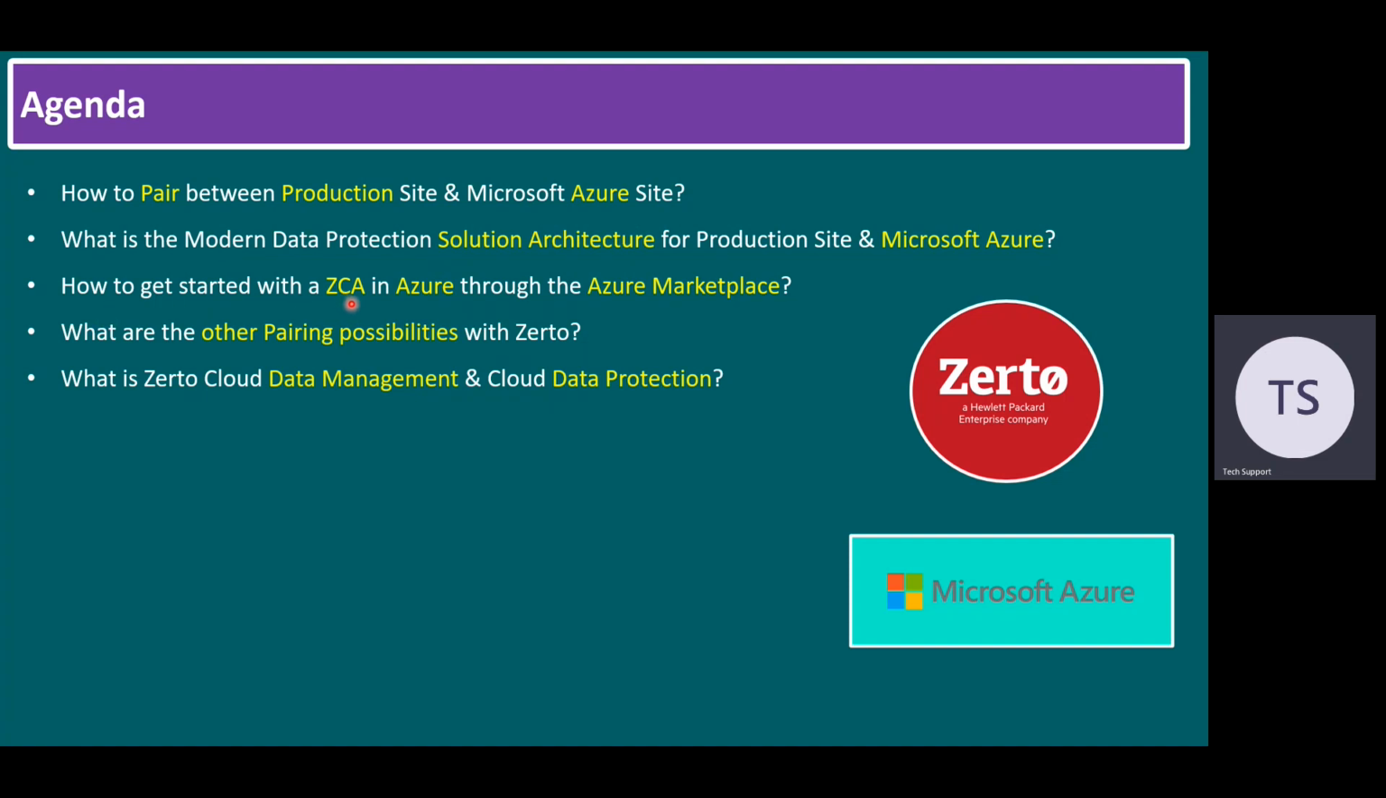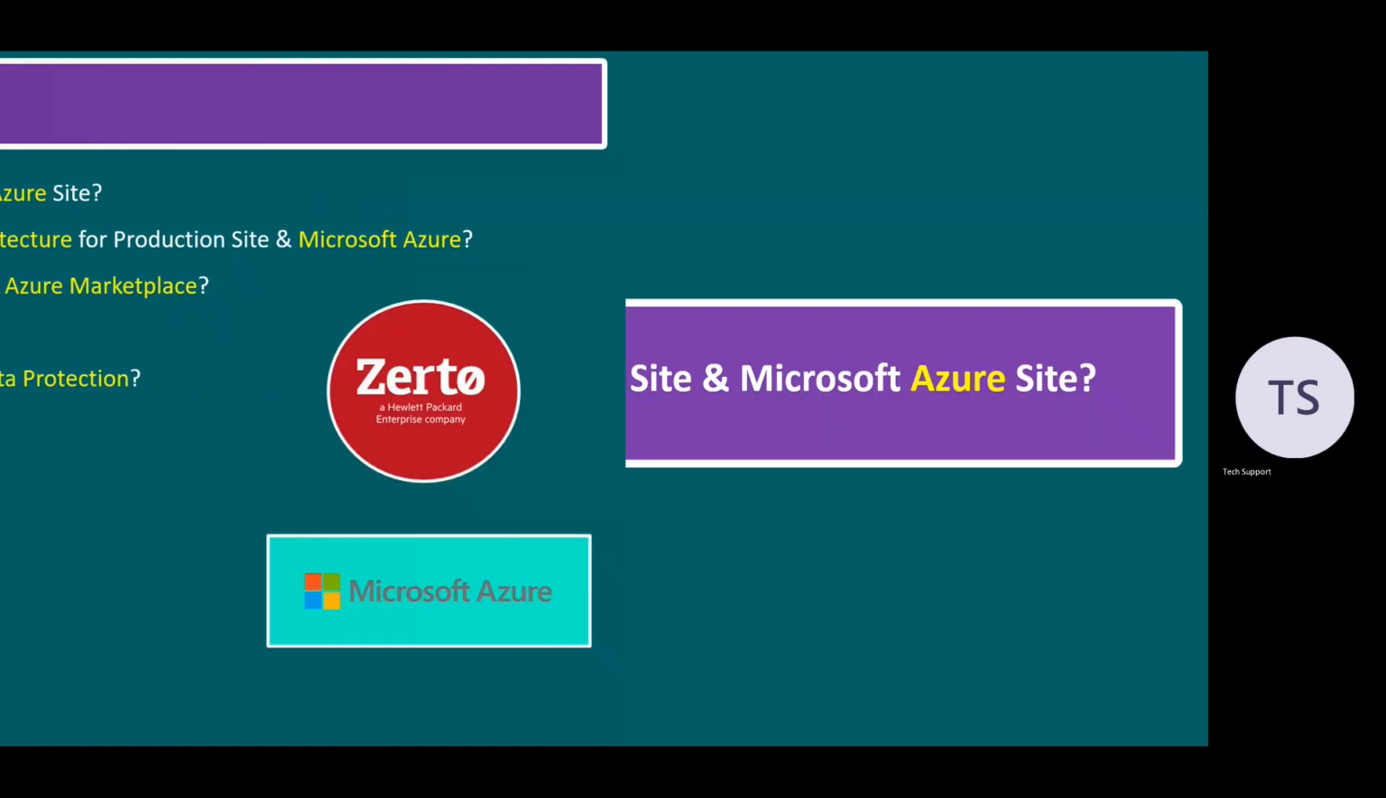JetCA means JATO Cloud Appliance in Azure through the Azure Marketplace, and what are the other pairing possibilities with the JATO, and what is the JATO Cloud Data Management and Cloud Data Protection high level overview. Okay, so let's start with the first question.